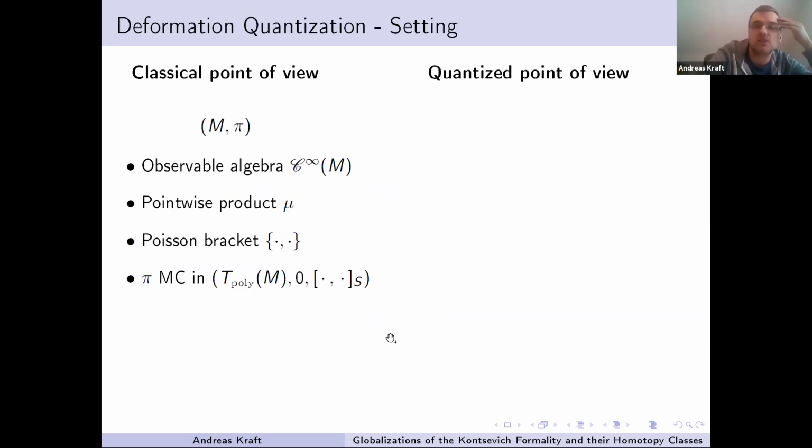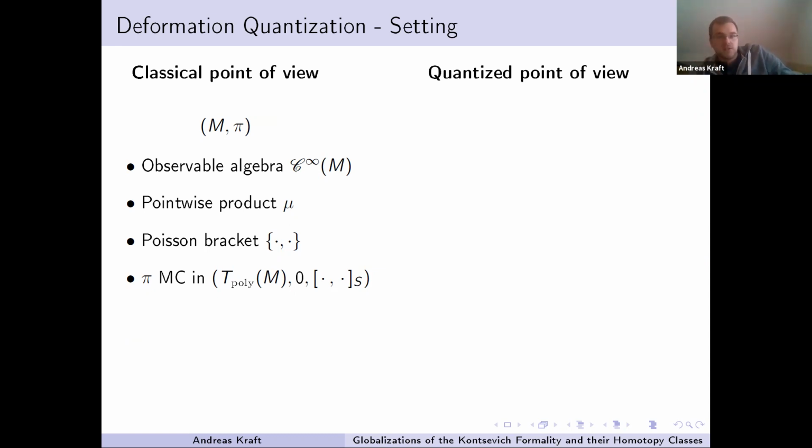So first, deformation quantization, the setting. From the classical point of view, motivated by classical mechanics, one is interested in Poisson manifolds, which are kind of the phase space of the system. And well, the smooth functions are then the observable algebra. And we have here the pointwise product and of course the Poisson bracket, which encodes the time evolution in Hamiltonian mechanics. And as you all know, this Poisson structure here is a Maurer-Cartan element in the DGLA of polyvector fields. So zero differential and Schouten bracket here.